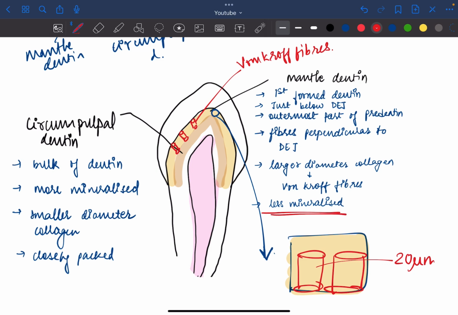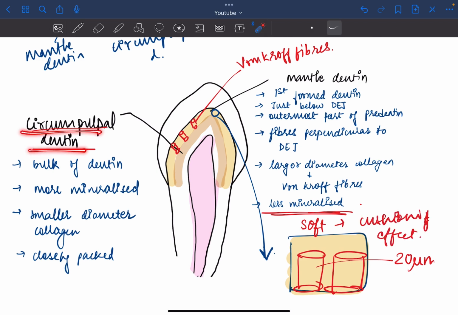The other important thing is it is less mineralized as compared to circumpulpal dentin. It is also soft and provides a cushioning effect. Circumpulpal dentin actually provides the bulk of the dentin.